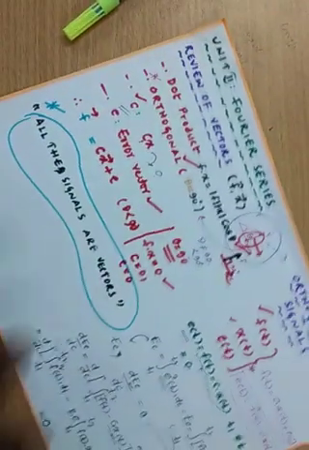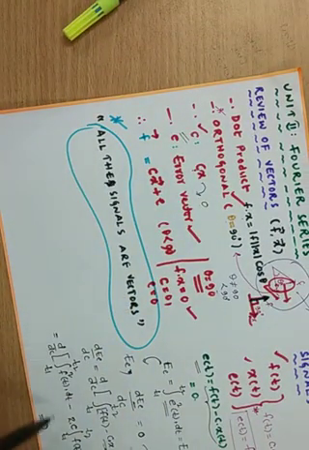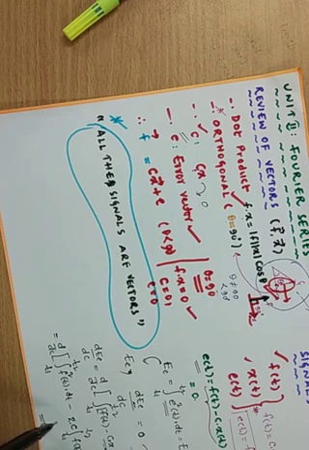Now the first integral is independent of c, so its derivative is equal to 0. Then we differentiate the remaining two integrals with respect to c.